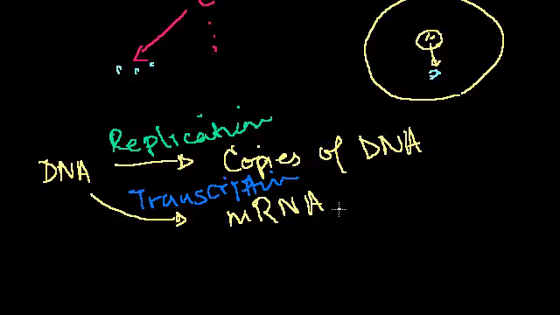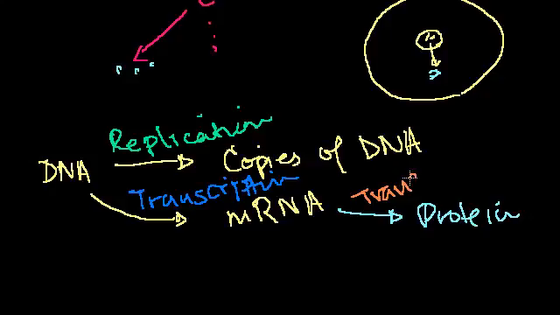So mRNA to protein is translation. You're translating from the genetic code, so to speak, to the protein code. So these are just good words to make sure you get clear, and make sure you're using the right word when you're talking about the different processes.